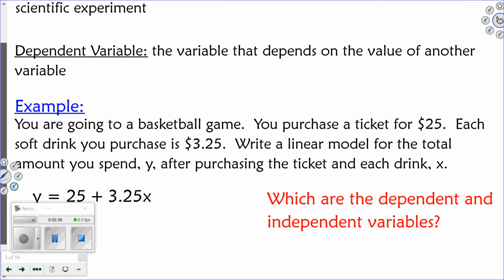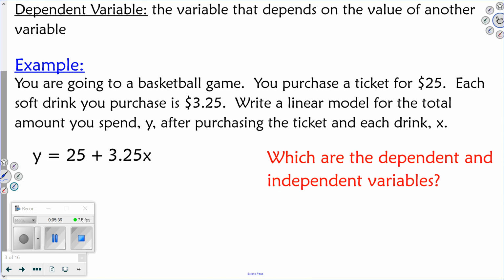All right, so for example, you're going to a basketball game. You purchase a ticket for $25. Each soft drink you purchase is $3.25. Write a linear model. A linear model could be an equation or an inequality, like you have to determine which one it should be. For the total amount you spend, Y, after purchasing the ticket and each drink, X. So this is the type of thing you're going to be given today, and you are going to have to be able to write the equation. Now this one's given to you.